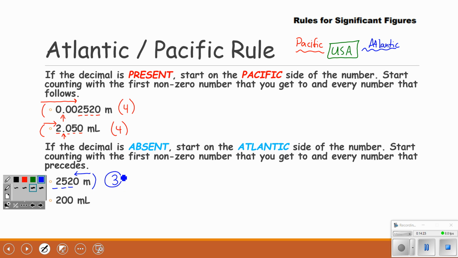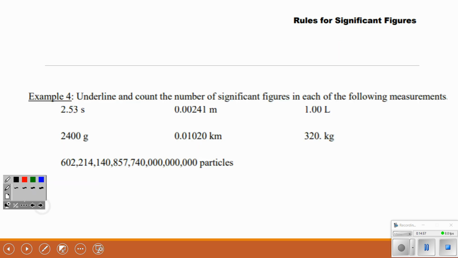The next measurement down, decimal's absent, work your way in till you get to your first non-zero digit. This is the only one. So this one has 1 significant figure. Okay? Now, keep in mind the implications on your significant figures. The more significant figures that you have, the more precise your measurement was. So when you're looking at the 200 milliliters, you could probably already tell that that is not a precise measurement. So therefore, it only has 1 significant figure.